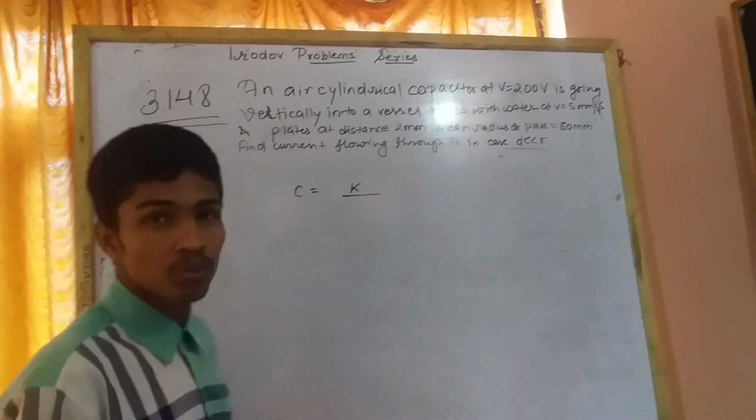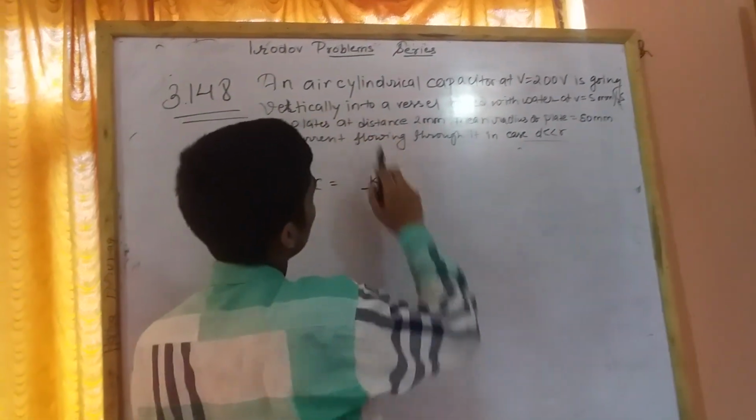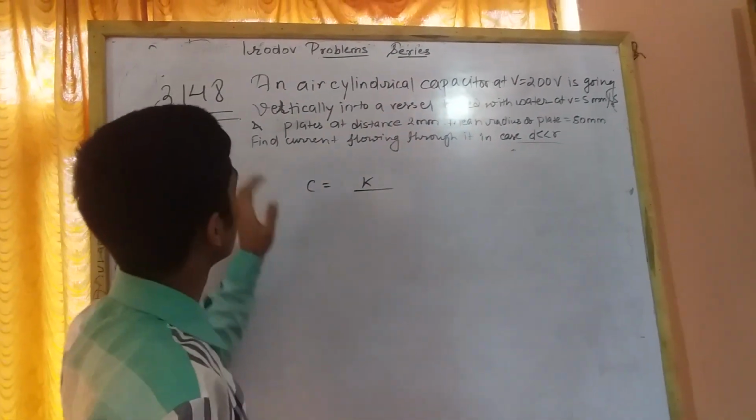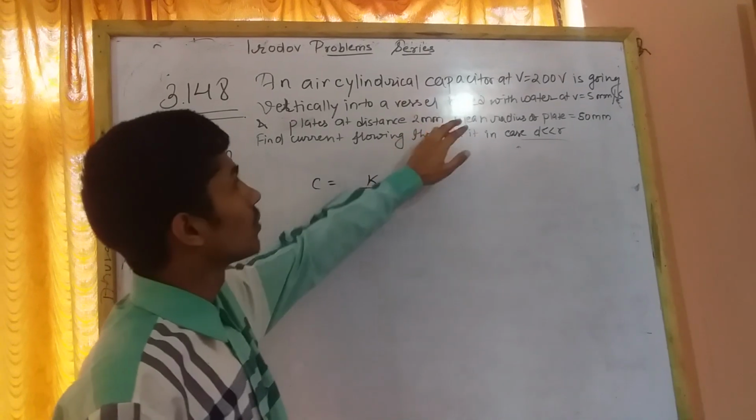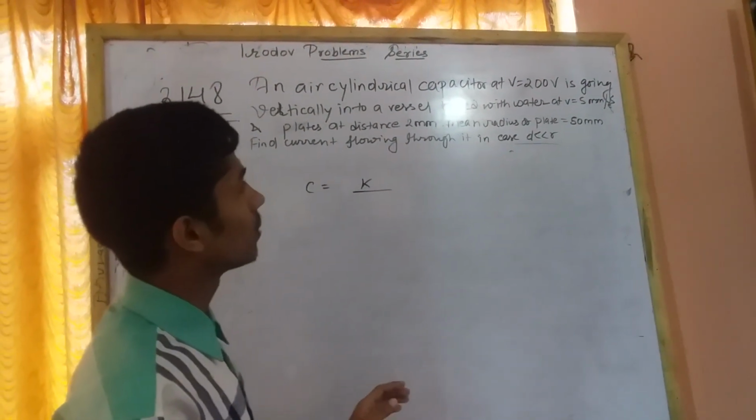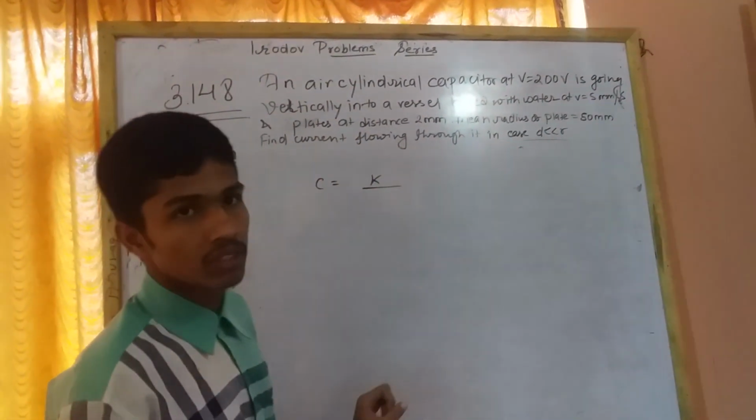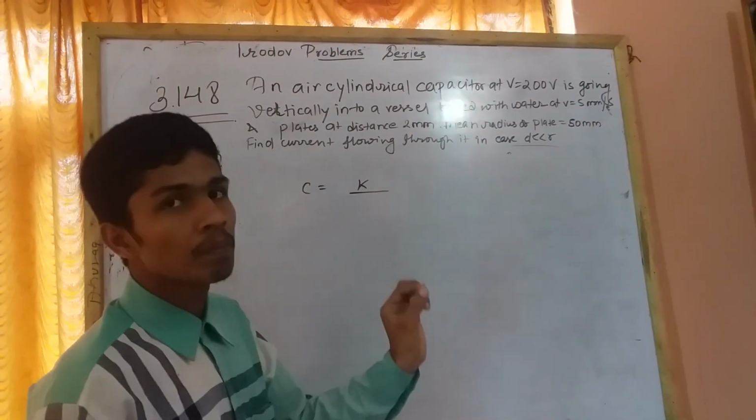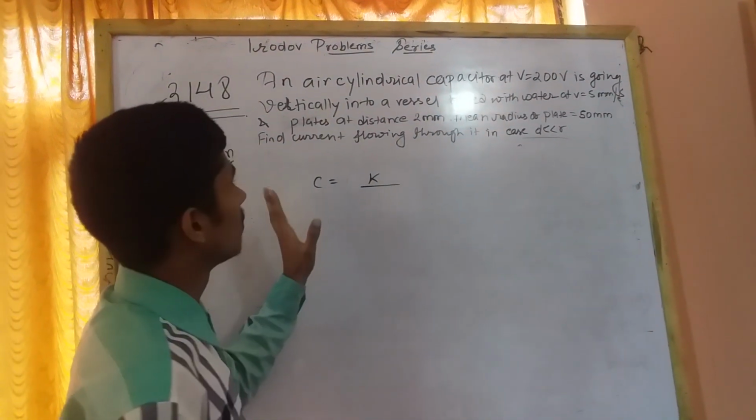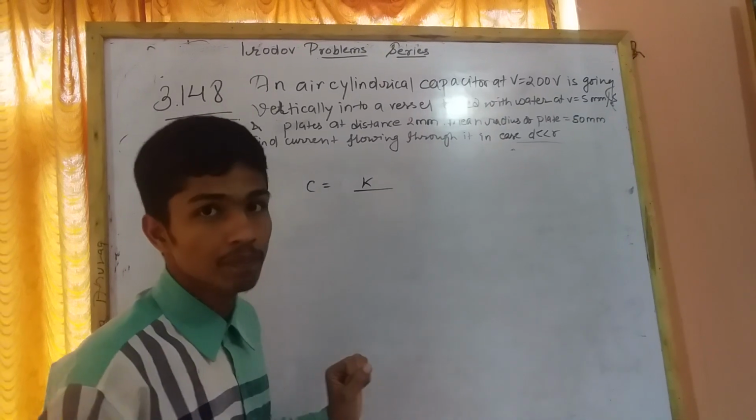This is 3.148, and this is the Irodov series. It says that an air cylindrical capacitor at 200 volts is going vertically into a vessel filled with water. The capacitor is going at a velocity v equals 5 millimeters per second, and the plates are at a distance of 2 millimeters. The mean radius of the plate is 50 millimeters. We have to find the current flowing through it, that is the convection current, the current due to the velocity.